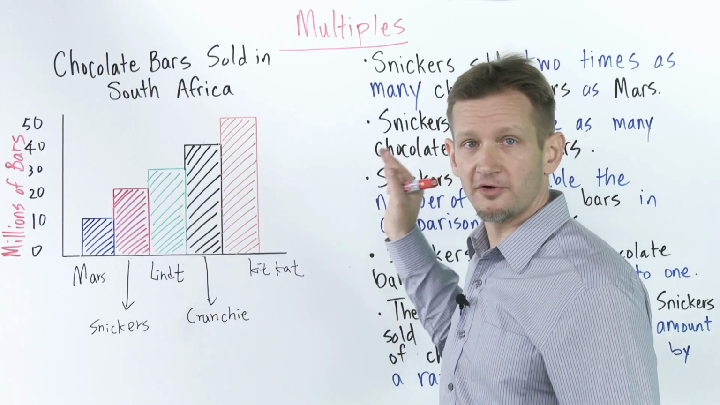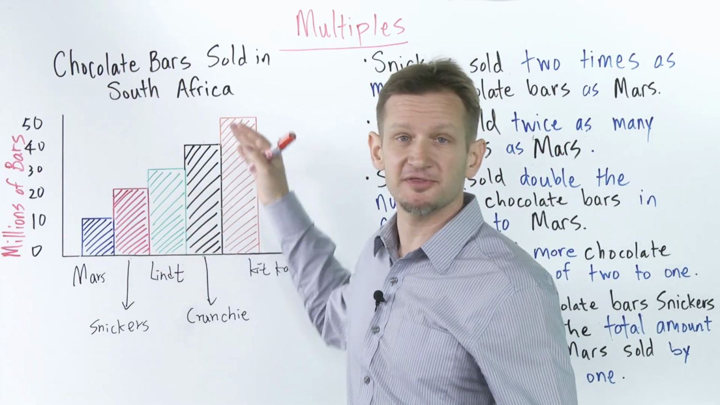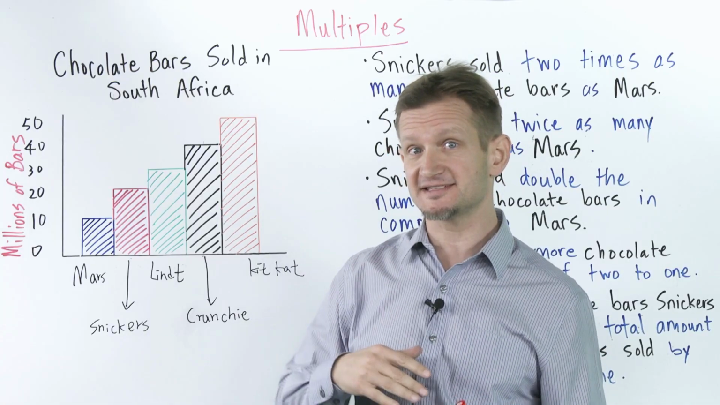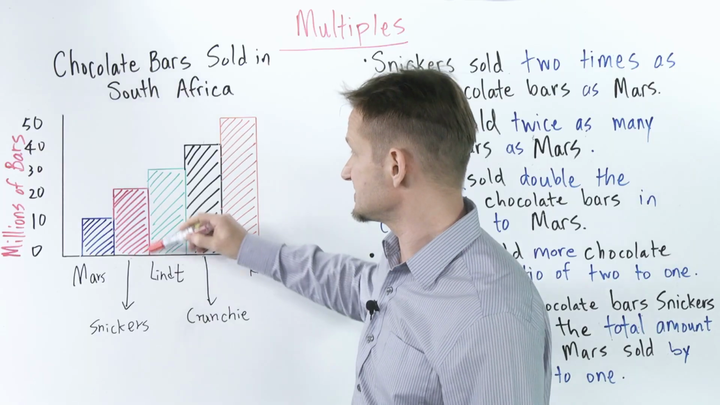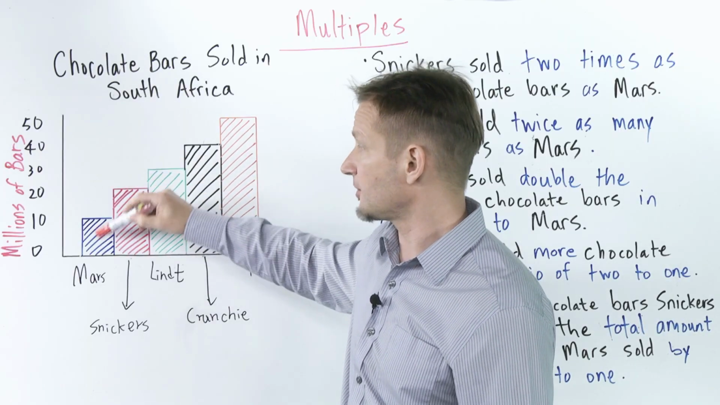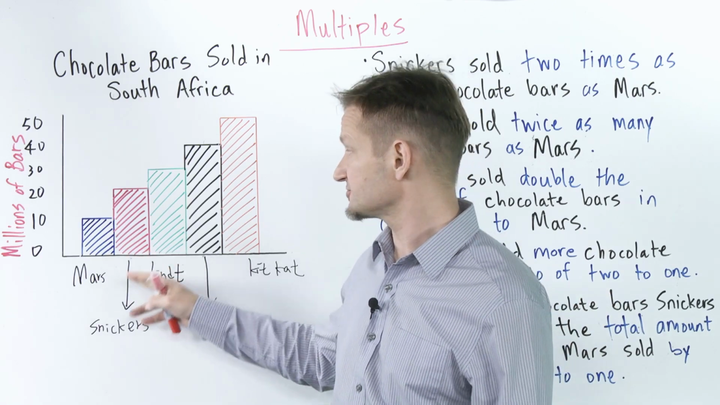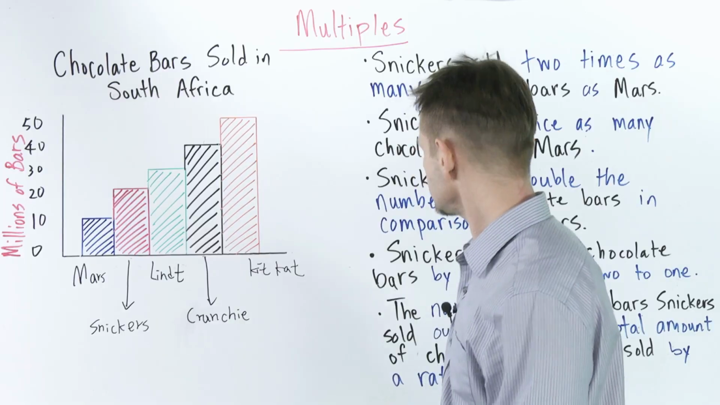So I'm going to go over some sentence patterns to describe how to talk about these numbers in multiples of each other. Now, for all of these sentences, I'm talking about Snickers and Mars. And as you can see, Snickers sold 20 million and Mars sold 10 million, right? So that's an exact multiple. Snickers sold twice as many as Mars. Let me show you how that works.